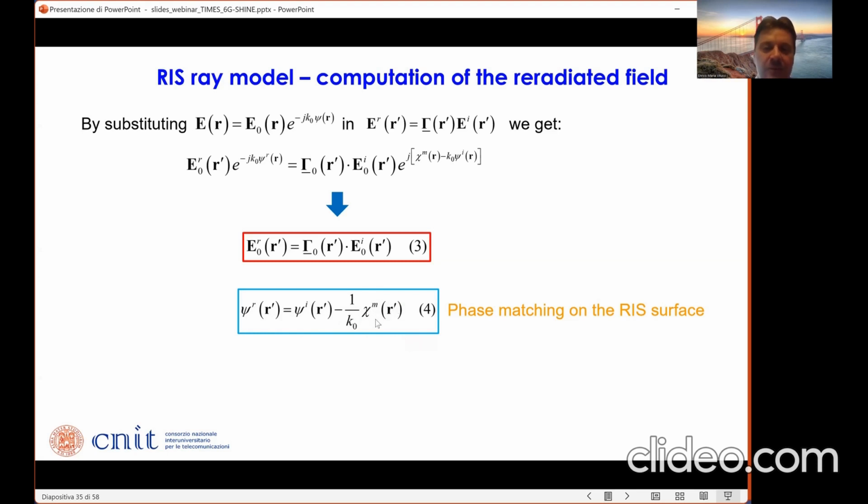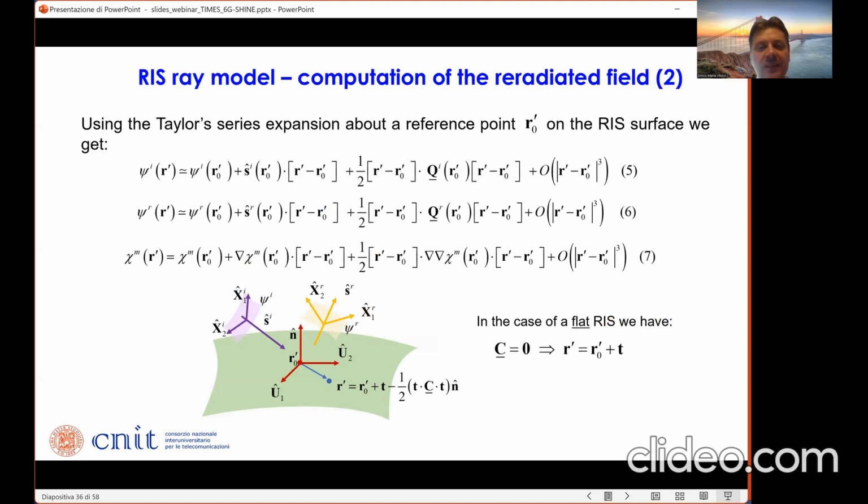So let's now continue with this second equation. First of all, we can express the incident and reflected phases of the incident and radiated wave by using the Taylor series expansion about a reference point, R0 prime, on the surface. And we get these two expressions, 5 and 6, where we can see the zero order, first order, and second order terms.